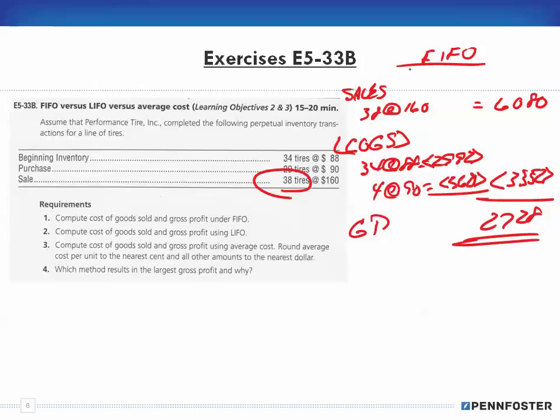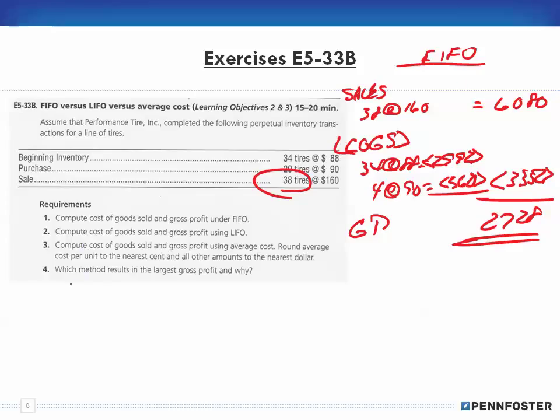So for FIFO, I start out with my sales of 38 at 160, which gives me 6,080 for my sales. For my cost of goods sold, I took out 34 at 88, which is 2,992, and 4 at 90, which is 360. Add those two together, my total cost of goods sold is 3,352. So I take my sales less my cost of goods sold, which gives me a gross profit of 2,728 using FIFO.